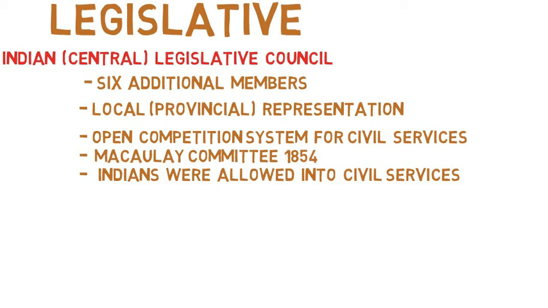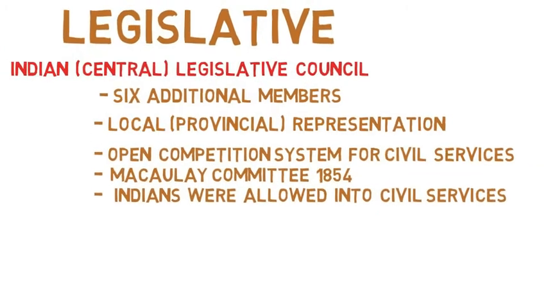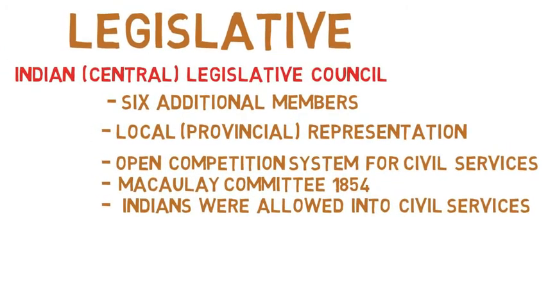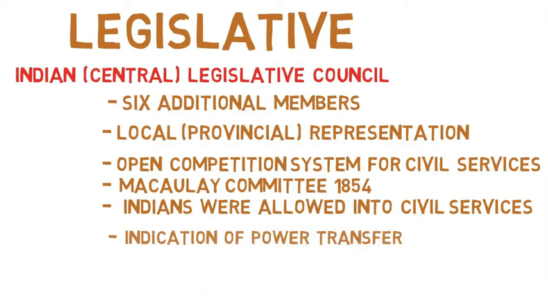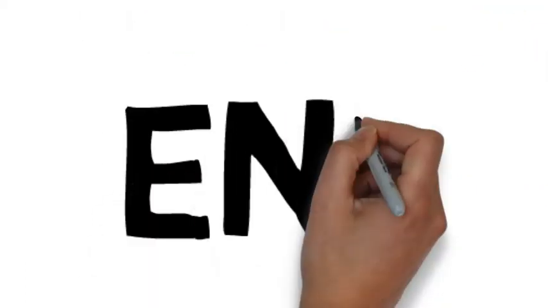The Act extended the company's rule, but it did not specify any particular period unlike the previous acts. This was an indication that the British government could terminate the company rule in India and take over the powers to itself. The British government ultimately did end the company rule, as we shall see in the next video.